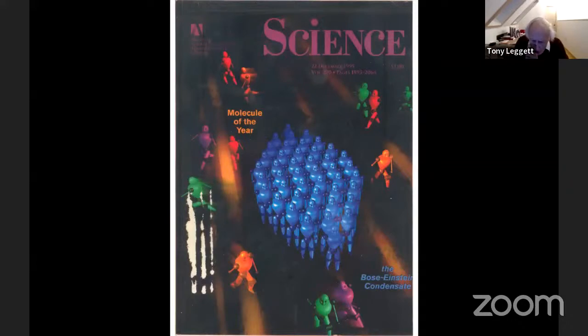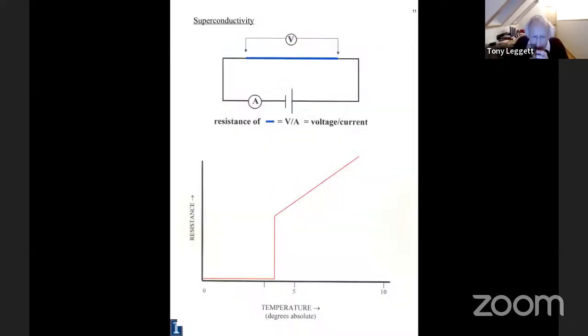Okay, so now, having defined what we mean by Bose condensation, let's try to see some examples of that. Next slide, please. The first example is superconductivity. Technically, superconductivity is defined as the flow of current when there is zero voltage applied across the sample.